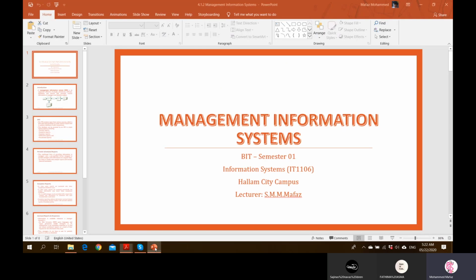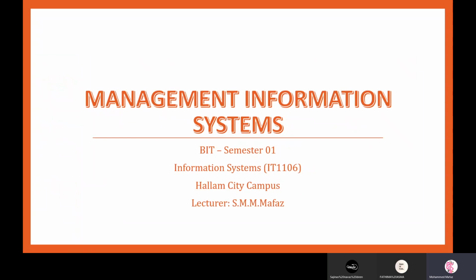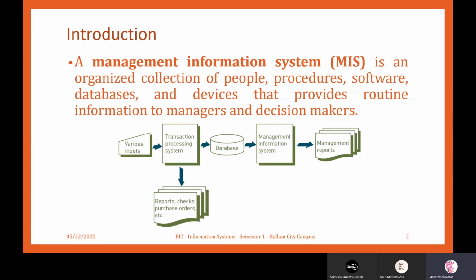So let's begin with MIS. So very short set of slides. It's not going to be very lengthy. A management information system is an organized collection of people, procedures, software, databases, and devices that provides routine information to managers and decision makers. You can see the same definition we saw for TPS, this front part, except that here this is something that provides routine information to managers and decision makers.